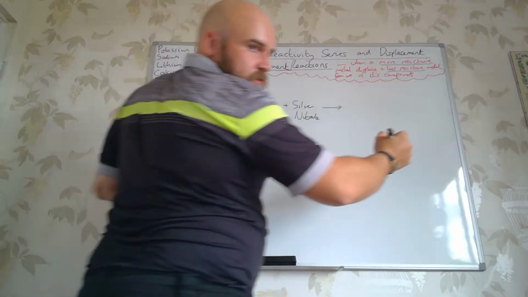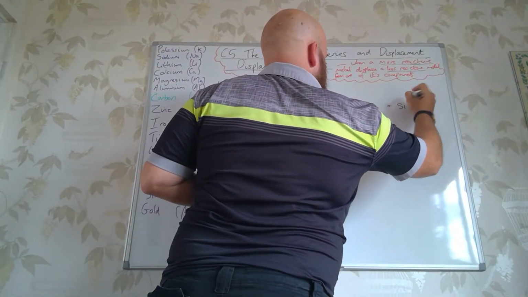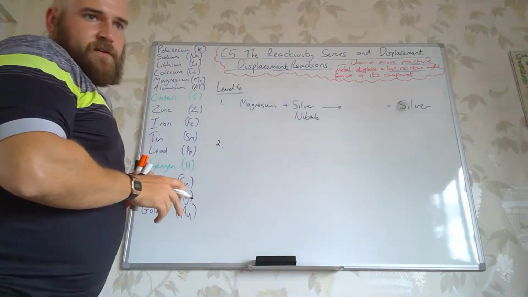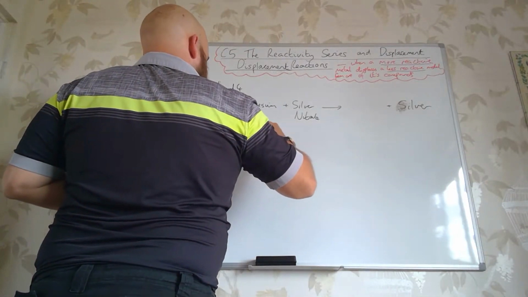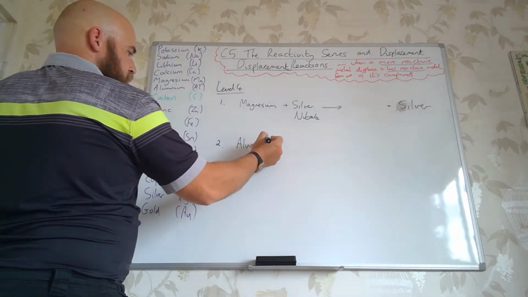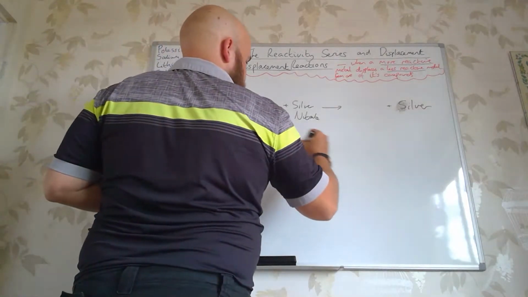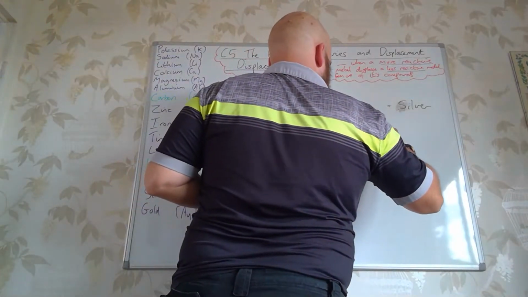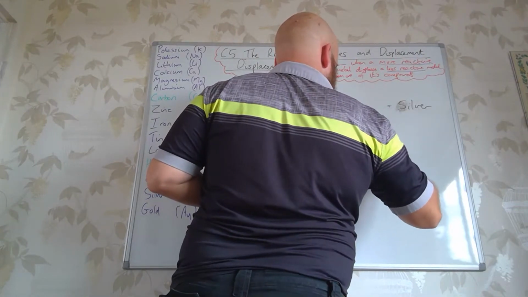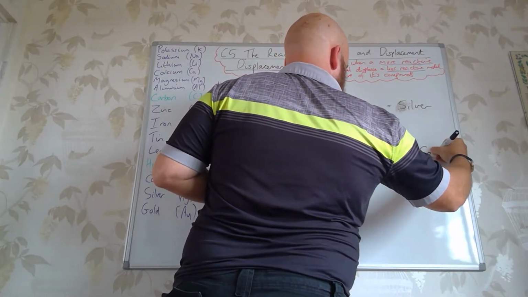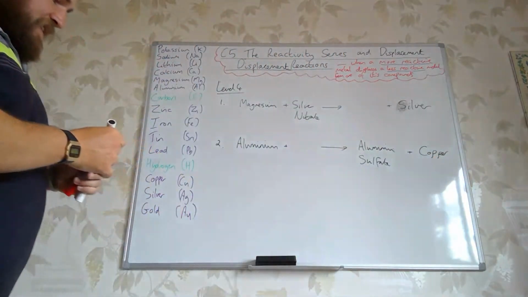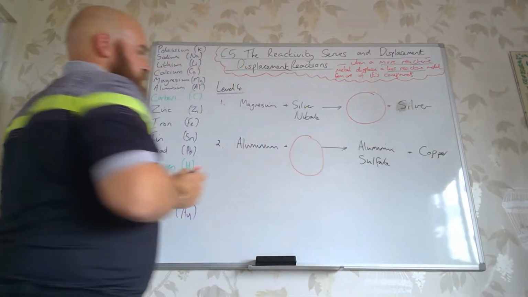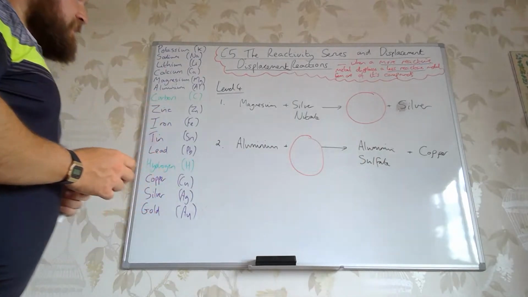And you've got a gap plus silver. Okay. And then you've got aluminium plus blank will make aluminium sulfate and copper. So what I'm going to do is leave that there, and these reactions do happen. I want you guys to work out what goes in the two gaps. So have a go and type in some answers for me.